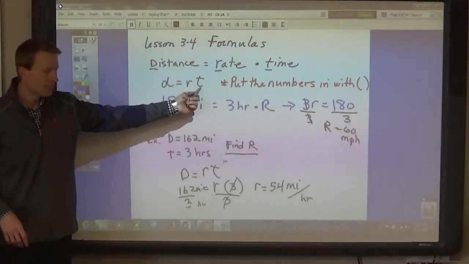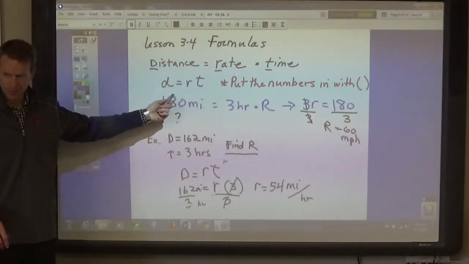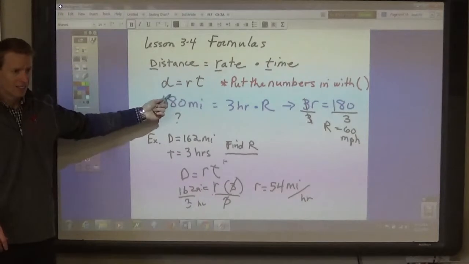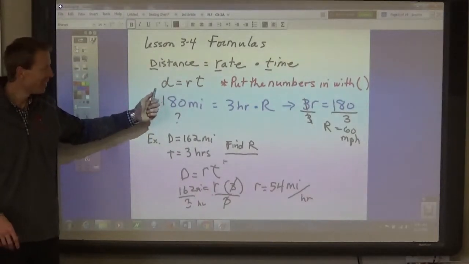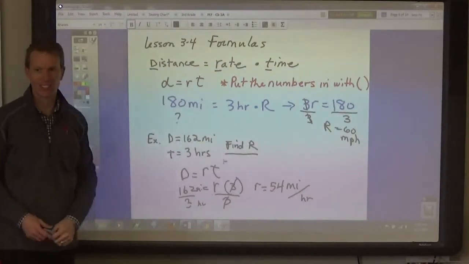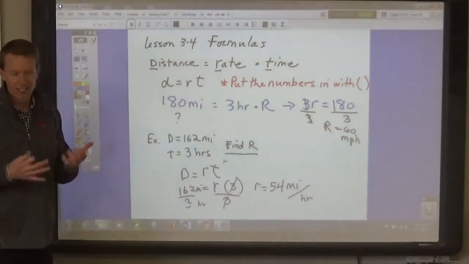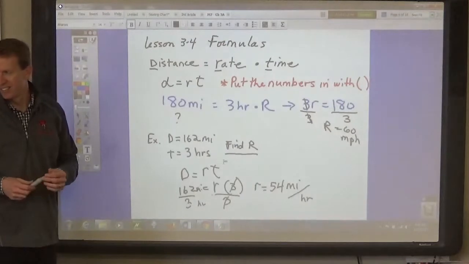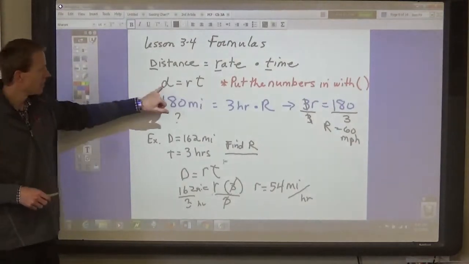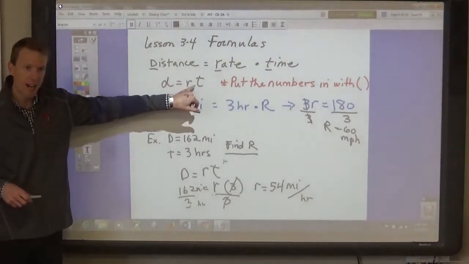D equals RT. What does that mean? No, it's not dirt. It's not misspelled dirt. D equals RT. What does that stand for? Merlin? Right. Distance equals rate times time.